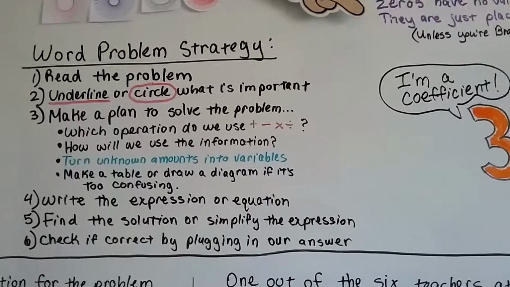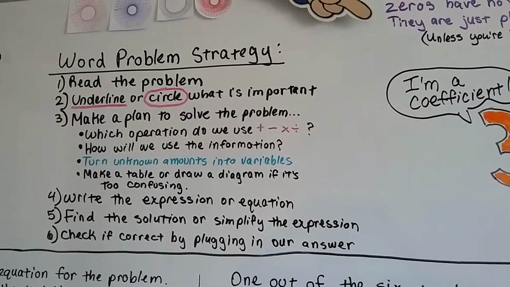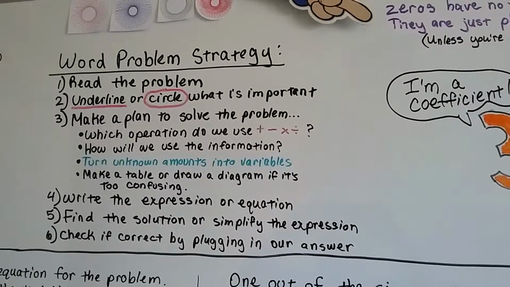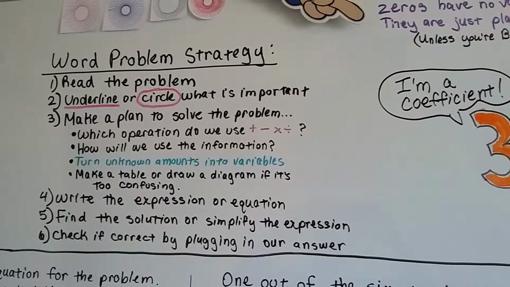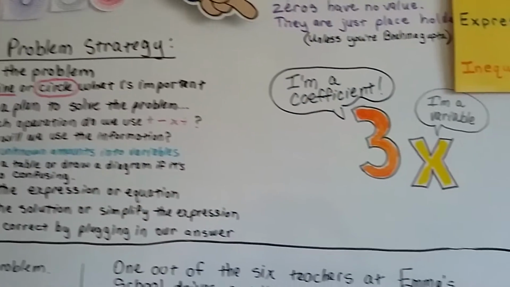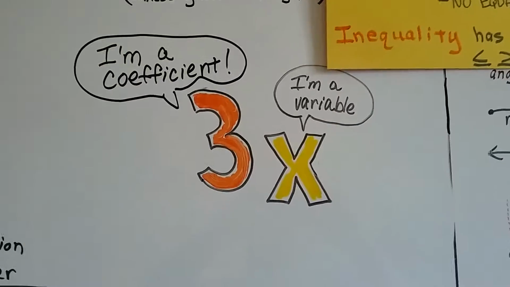We're going to turn unknown amounts into variables, ones that make sense. And we can draw a table or diagram if it's confusing. We're going to write the expression, find a solution, and check if it's correct by plugging it into the answer if we have to.